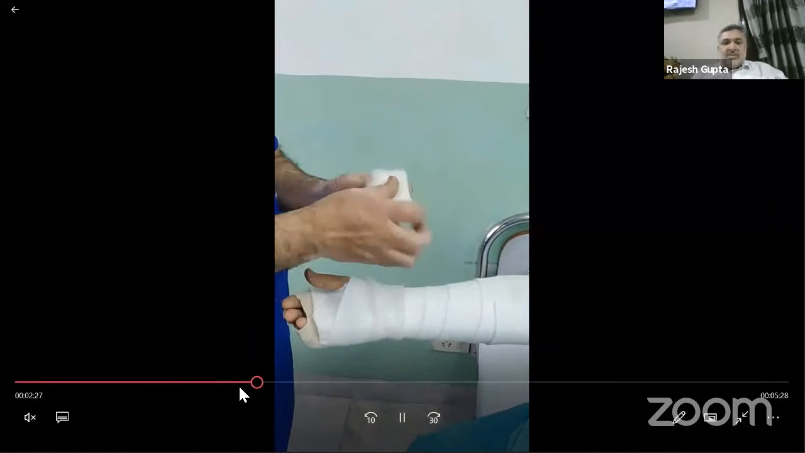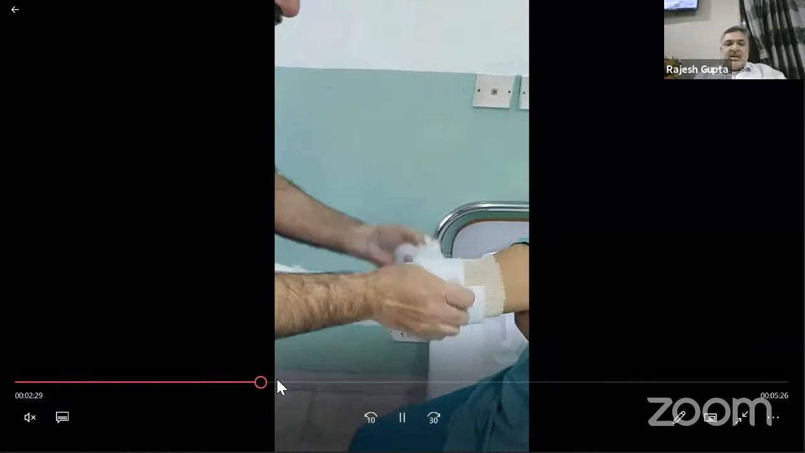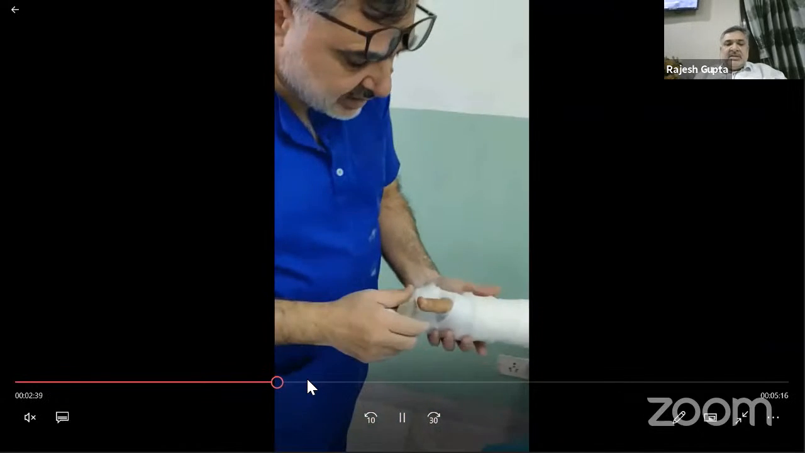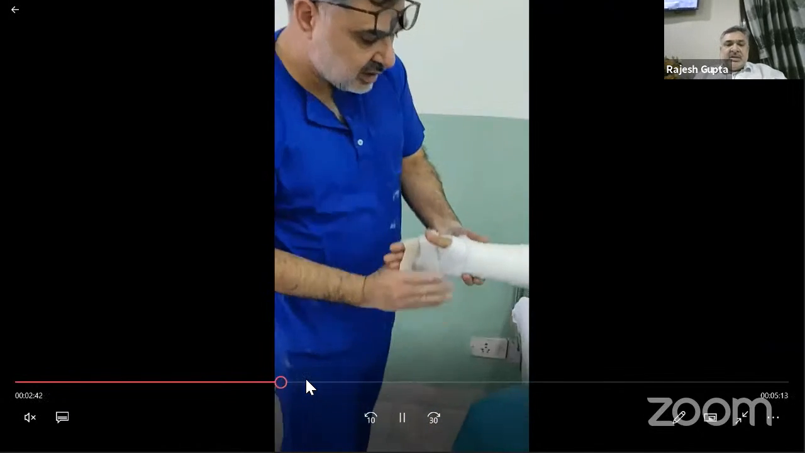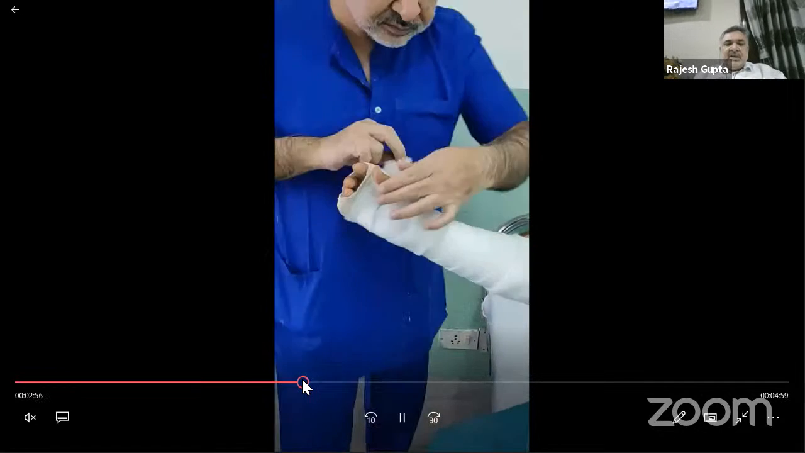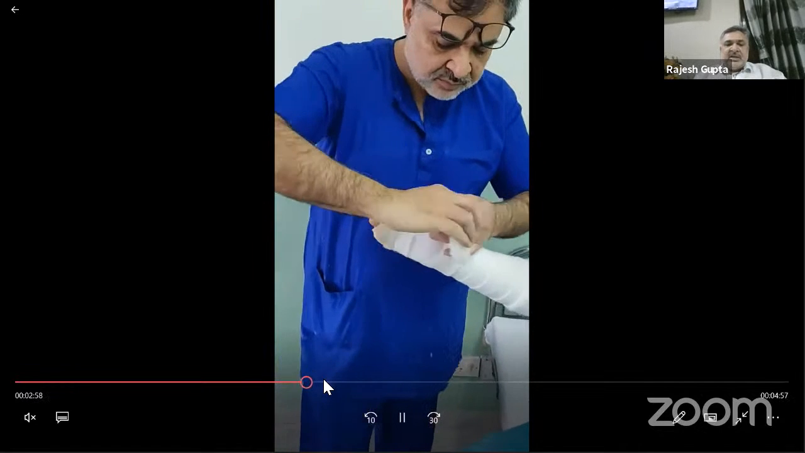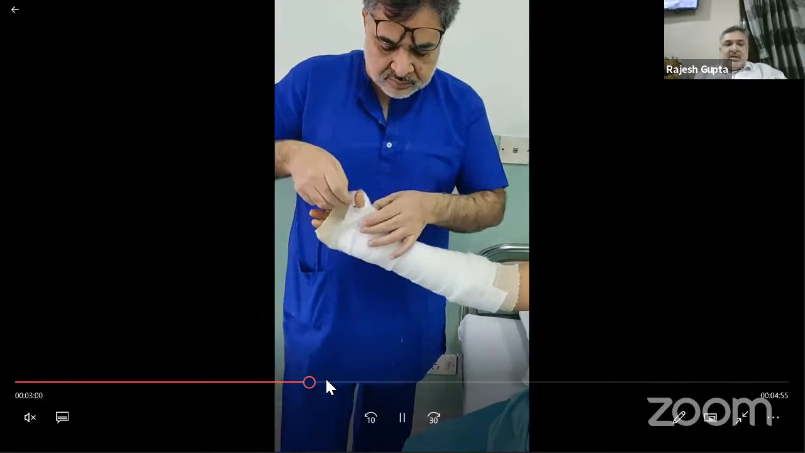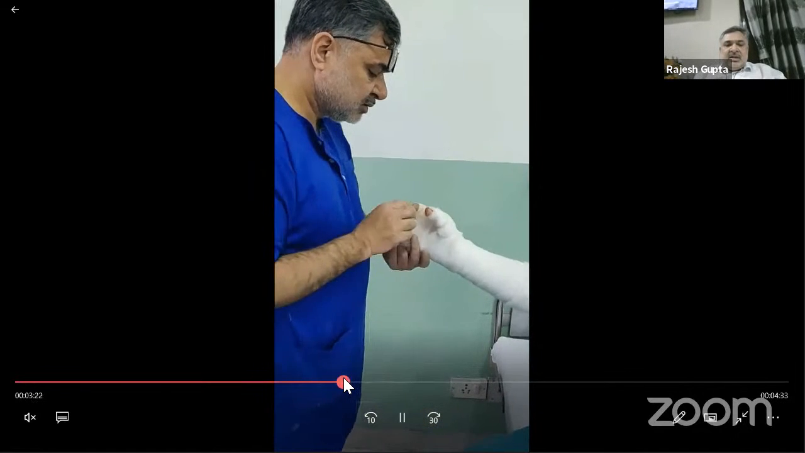Thank you. So we apply some extra cotton as already told you at the edges and at the pressure points. Now here I am applying a scaphoid cast. So position in the scaphoid cast is very important. Now, it is a cup holding position.